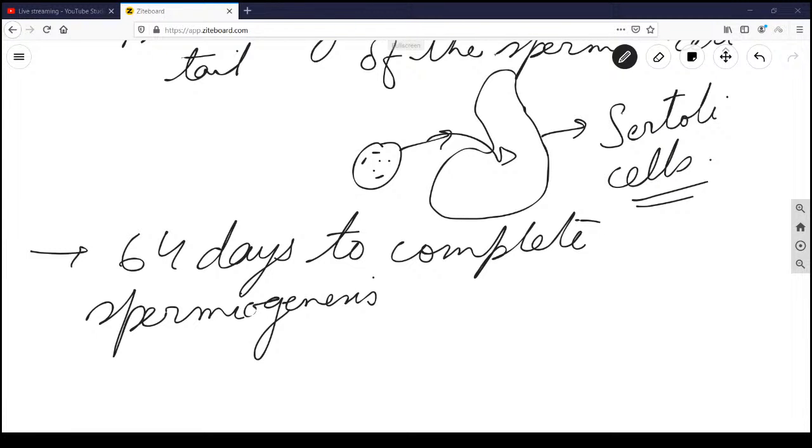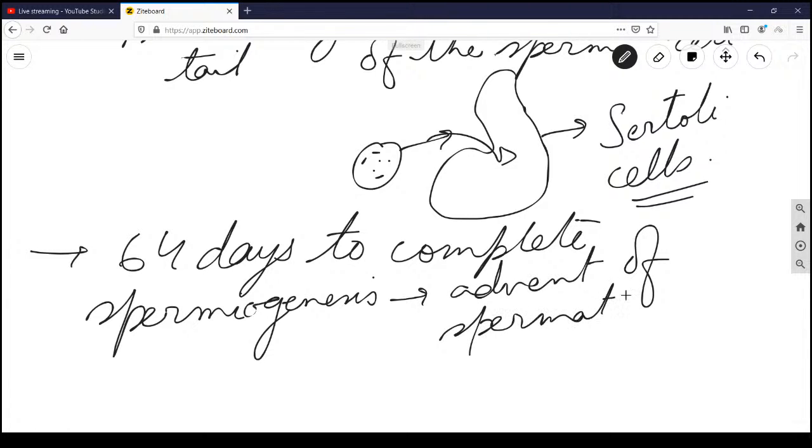You can say the spermiogenesis means from the advent of spermatogenesis to the completion of spermiogenesis. I am talking about that. Okay, not from spermatid state to spermiogenesis. I am talking about from spermatogenesis to spermiogenesis complete. 64 days it takes. Okay.